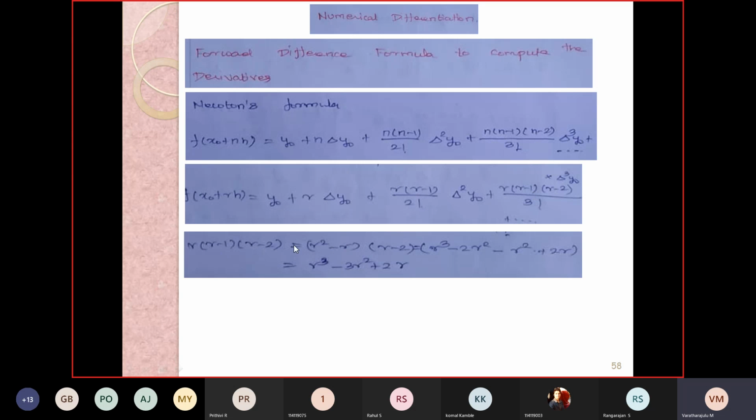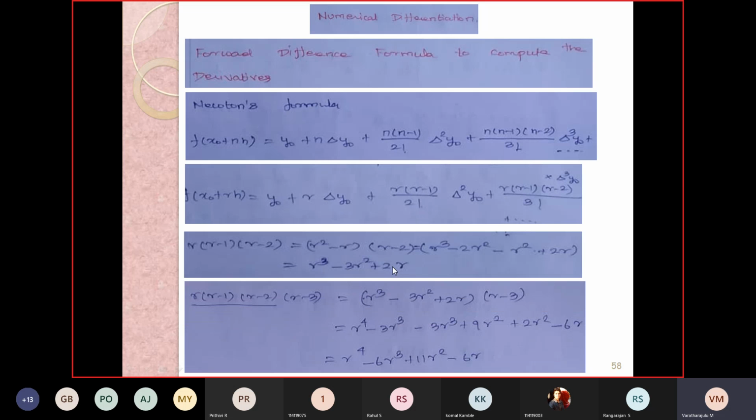R into r minus 1 into r minus 2, the first two terms become r square minus r, and with the multiplication over the subsequent term, that is r minus 2, I'll get r cube minus 2r square minus r square plus 2r, that becomes r cube minus 3r square plus 2r. Similarly, for the fourth term, r into r minus 1 into r minus 2 into r minus 3, I am having the data for these three terms. I am applying over here r cube minus 3r square plus 2r into r minus 3. Therefore, by doing the multiplication, you will get r power 4 minus 6r cube plus 11r square minus 6r.